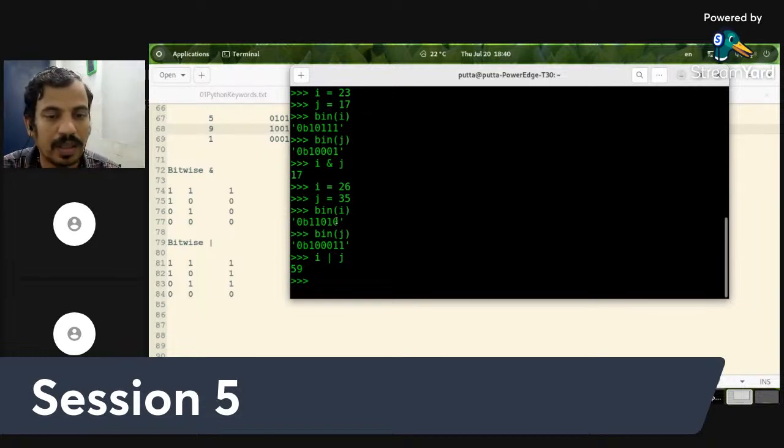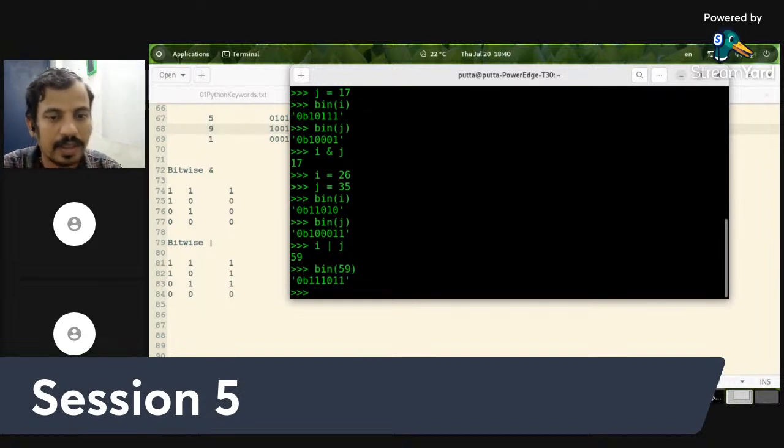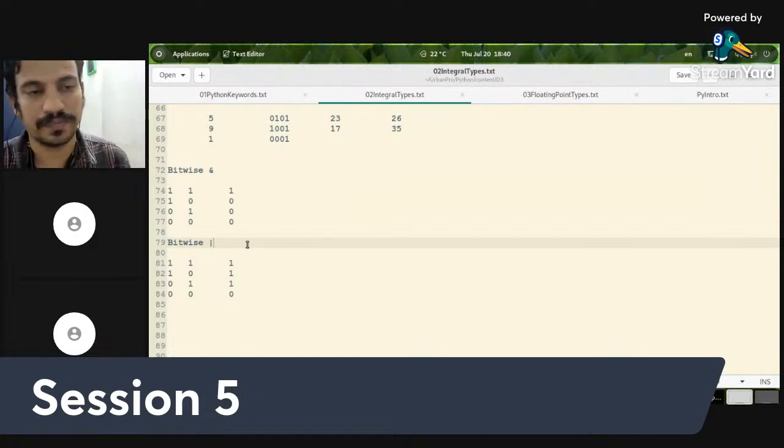So bin of 59 is this. You can compare: 0 or 1 is 1, 1 or 1 is 1, 0 or 0 is 0, 1 or 0 is 1, and likewise. The last one will be compared with the leading 0 here, and 0 or 1 is 1. So this becomes 59. That is how bitwise OR will work.